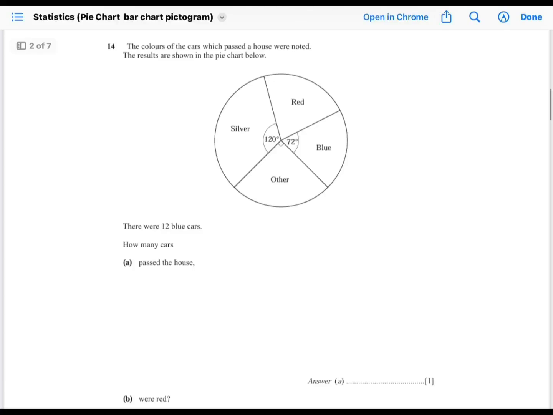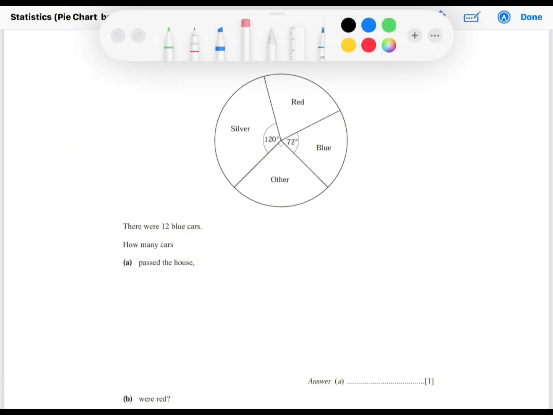Now the question is: the colors of the cars which passed a house were noted. There are some colors of cars that have been noticed passing the house. The results are shown in the pie chart below. So they have given you a pie chart. You can see that the data has been represented in a circular form. This is how we represent data in pie form. You can see there is silver, red, blue, and other, so we have 4 categories. They have given that silver is 120 degrees, blue is 72 degrees, and other is 90 degrees, and we don't know how many degrees red is.